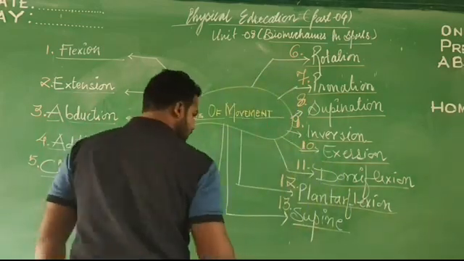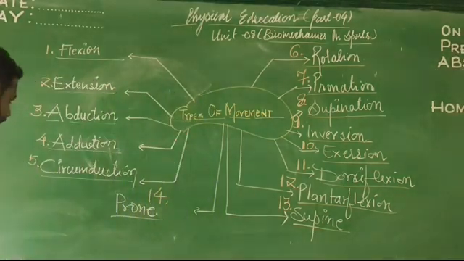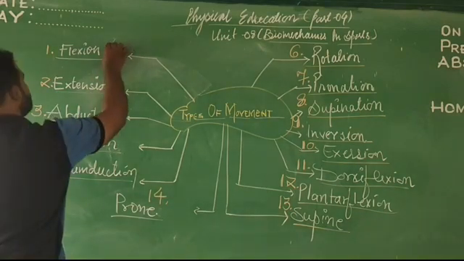So we can write over here flexion. Just give me a second. Okay. Whenever we talk about flexion, we need to know some points, and they are really important. So whenever we talk about flexion, we can write joints here. Like elbow joints.